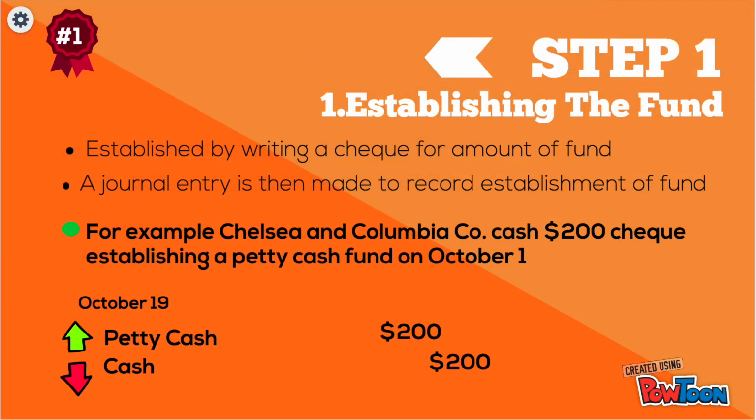This is simply done by writing a check, cashing the check, and then placing it under the care of a designated custodian. Thus, in this example, Chelsea and Columbia Co. cash a $200 check establishing a petty cash fund on October 1. Thus, the journal entry increases petty cash and decreases the cash account.